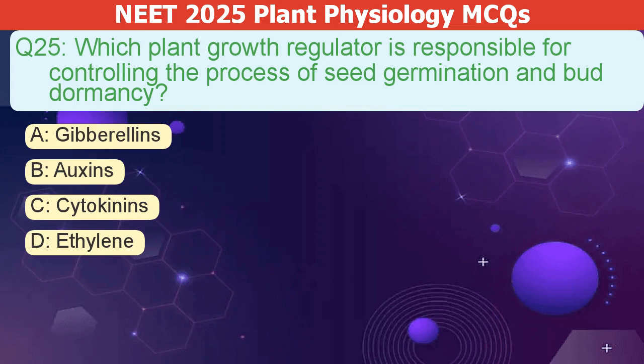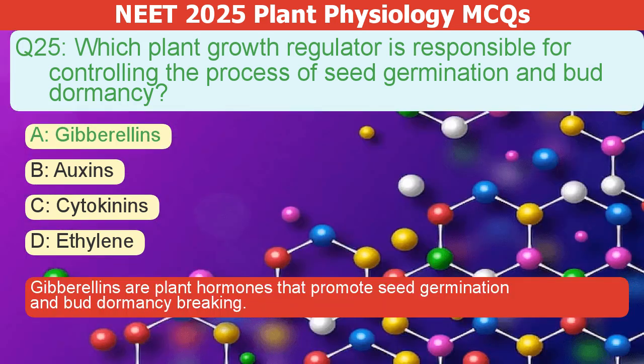Which plant growth regulator controls seed germination and bud dormancy? A. Gibberellins. B. Auxins. C. Cytokinins. D. Ethylene. The correct answer is A. Gibberellins are plant hormones that promote seed germination and bud dormancy breaking.